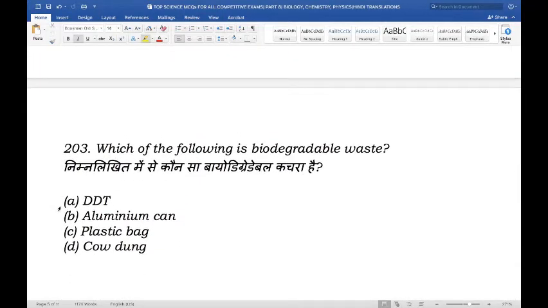Next question. Which of the following is a biodegradable waste? Is it A, DDT, B, aluminum can, C, plastic, or D, cow dung? So which of these options is a biodegradable waste? And the right answer here is D, cow dung. Animal dung contains hydrocarbons, which can easily be broken down into simpler organic molecules, such as methane, hydrogen, water, and oxygen.